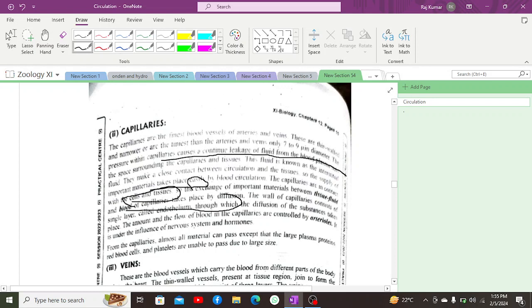by diffusion. The walls of capillaries consist of a simple layer, which is known as the endothelial layer, endothelial cells through which the diffusion of the substances takes place, as well as a basement membrane of loose connective tissues. The amount and the flow of blood in the capillaries are controlled by arterioles. One more common thing is that the blood pressure within the capillaries is less than the blood pressure within the aorta.